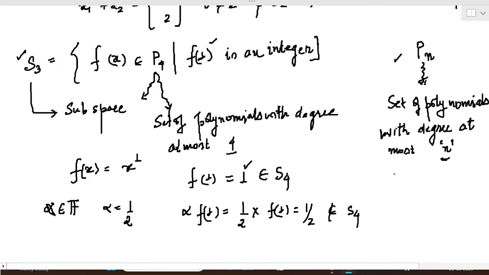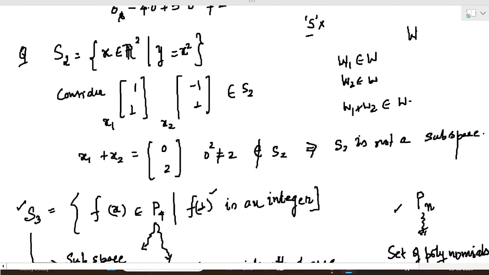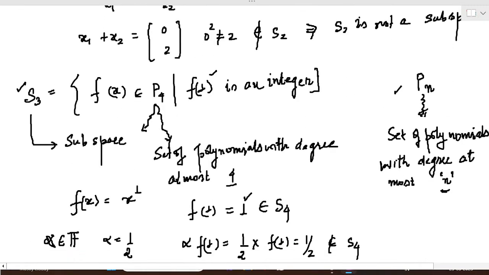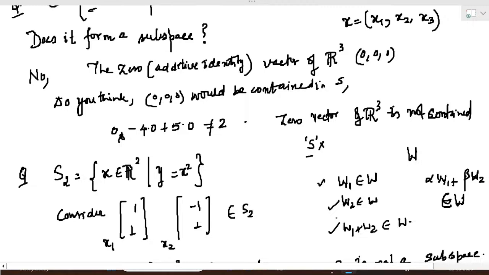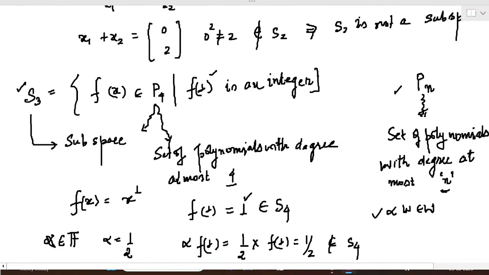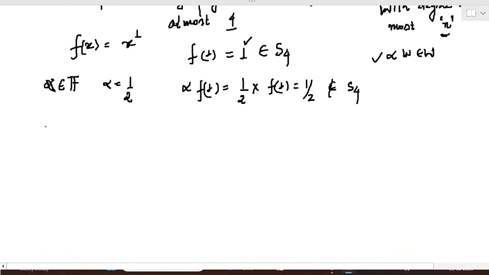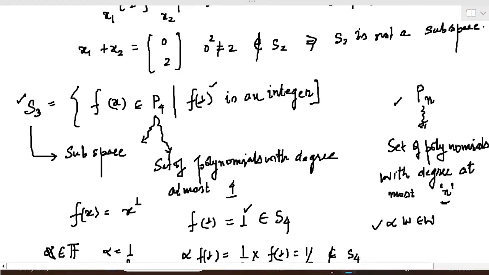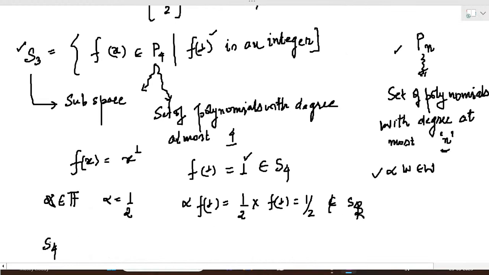Remember, whenever we have to prove that something is a subspace, one of the things you can do is this, or another thing is that you can prove that if W1 and W2 belong to W, then alpha W1 plus beta W2 should belong to W. And a third thing you can do is take some element alpha and see whether alpha W also belongs to W. If these are satisfied, then we say that it is a subspace. If one of them is violated, then we'll say that it is not a subspace. So clearly S3 is not a subspace.